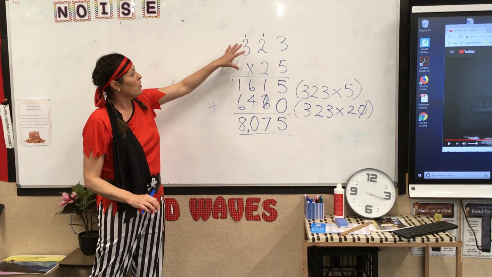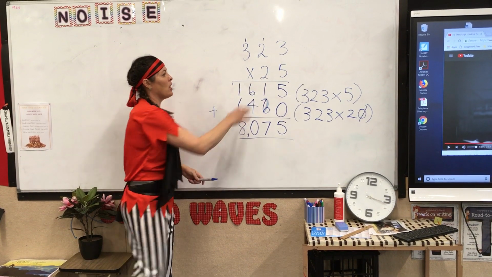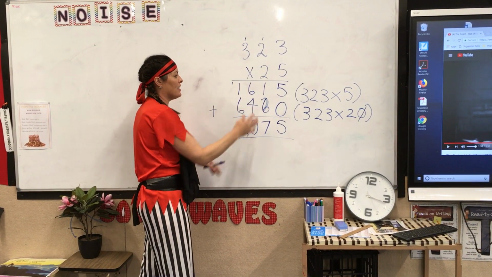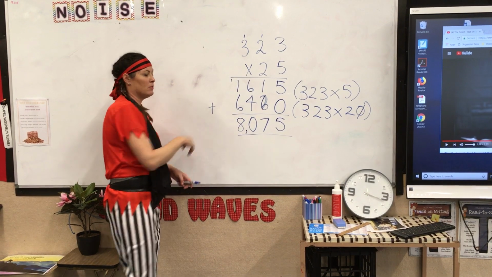It's understanding that we are timesing by 25, we are timesing by the 5 first, then the 20, getting our 2 amounts and then adding them together.